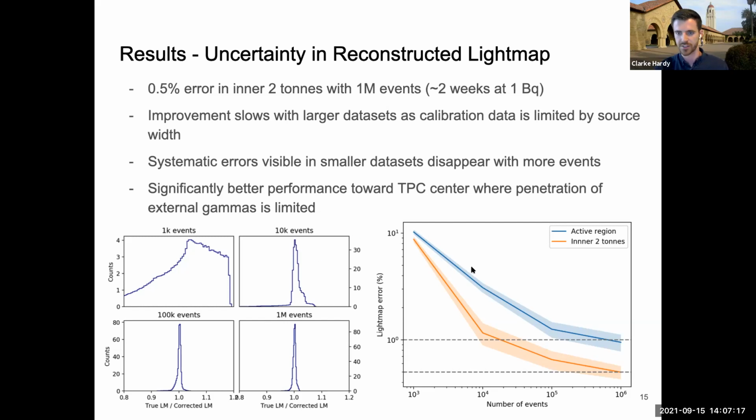The plot on the right is basically showing how the light map error term that goes into our energy resolution expression changes with respect to the number of events. And for the inner 2 tons, we do get less than 0.5% error, which is the point at which this term contributes minimally or is basically negligible in our overall energy resolution. So we're not adding anything to our energy resolution from the light map alone.